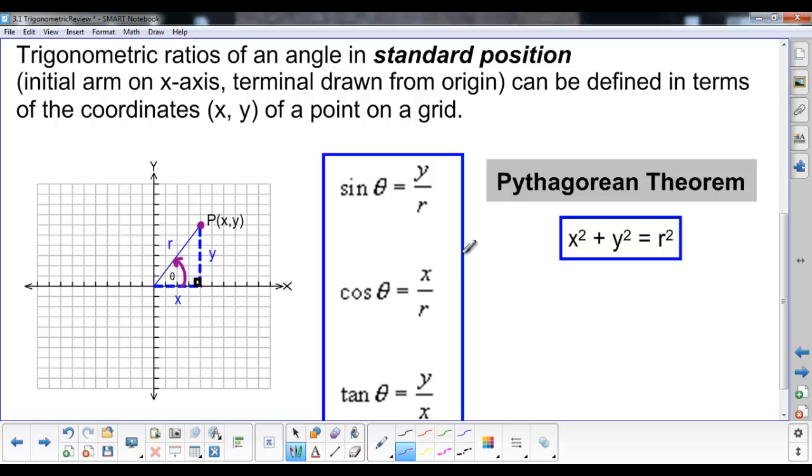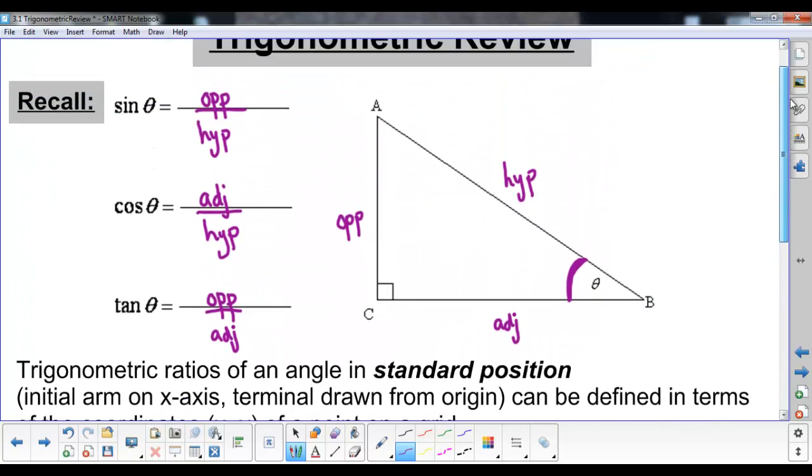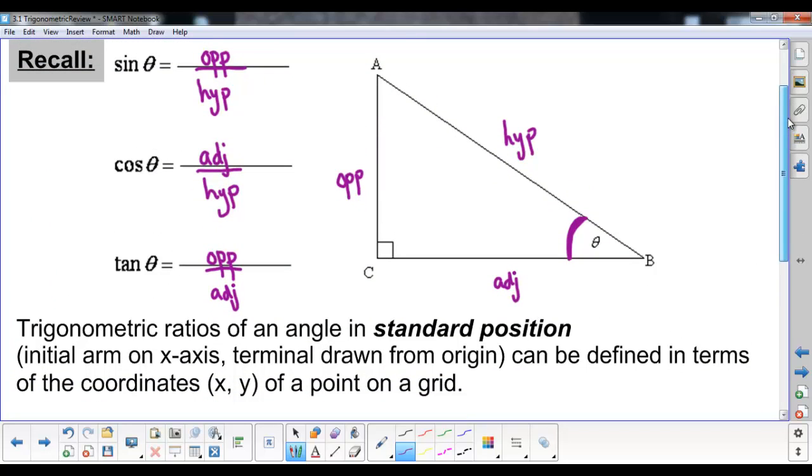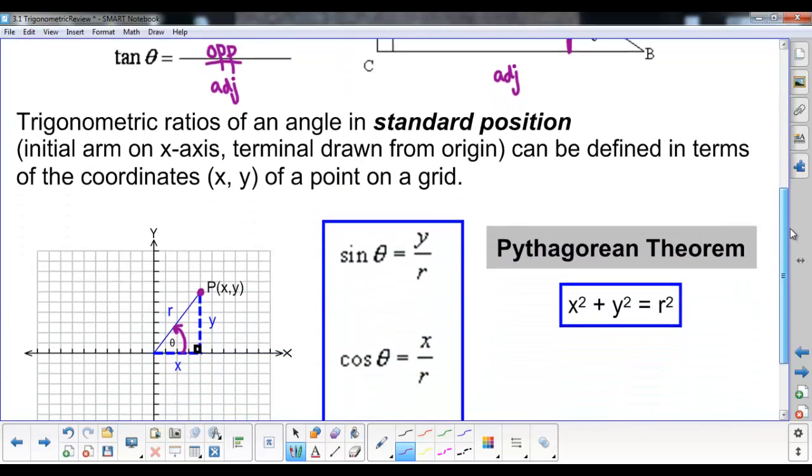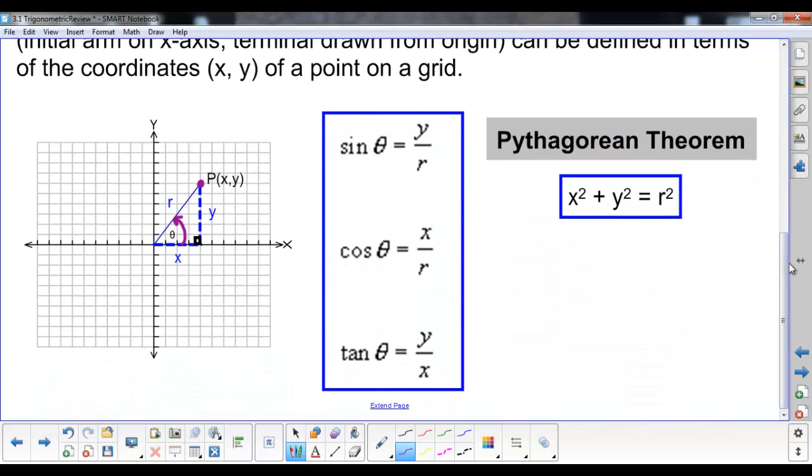Now to kind of relate what we did above, our SOHCAHTOA rules, we're not going to use opposite, hypotenuse and adjacent anymore. We are going to use the variables x, y, and r. So instead of opposite over hypotenuse, the sine ratio is going to be y over r. The cos ratio is going to be x over r, and the tan ratio is going to be y over x.